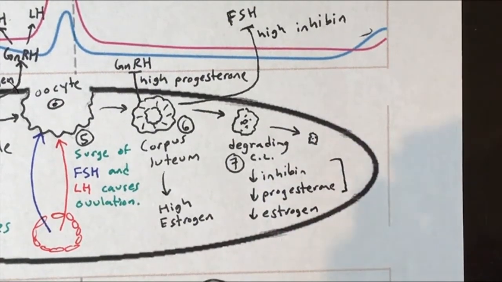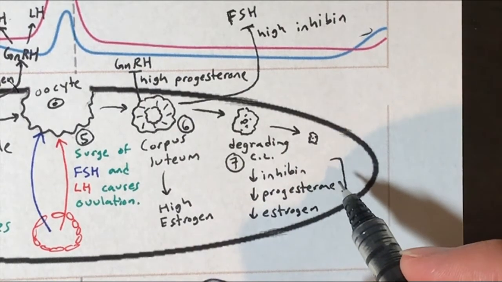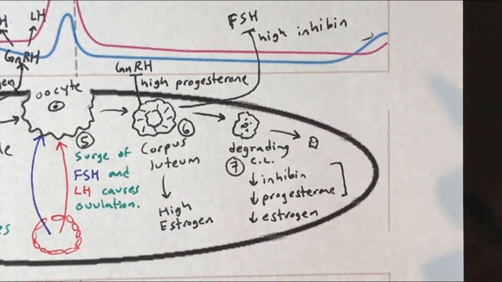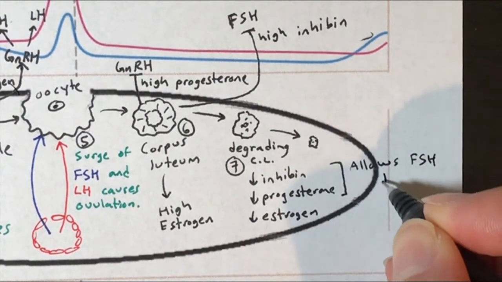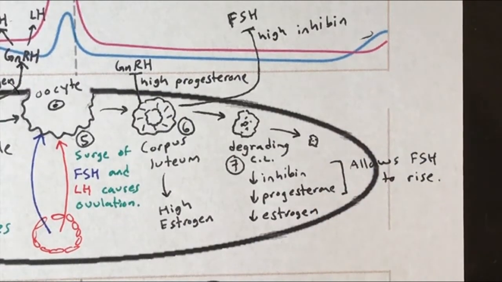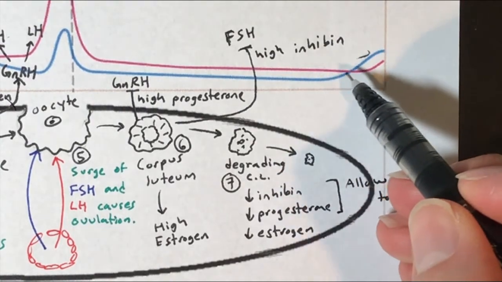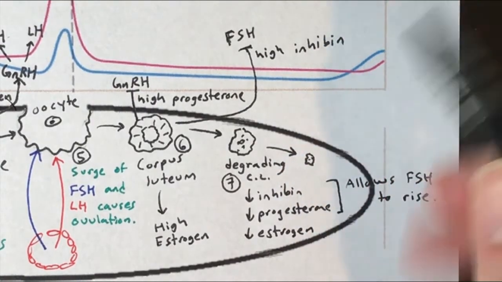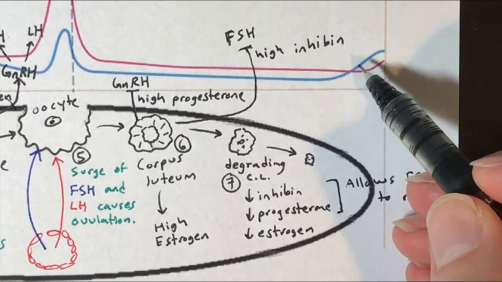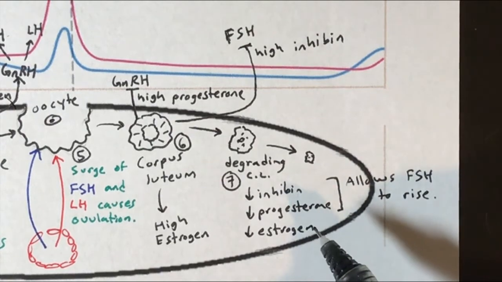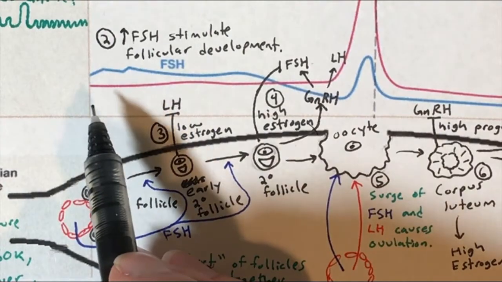These first two, as these decrease, then FSH is going to be able to rise again. Which we can see in this blue line in the graph that FSH is now rising in concentration as that corpus luteum has a harder time inhibiting it. And that will reset the cycle to the beginning.